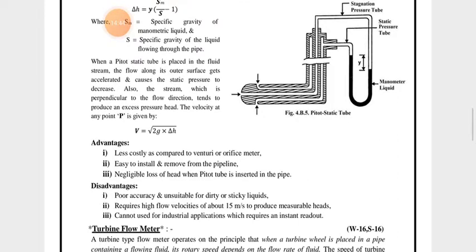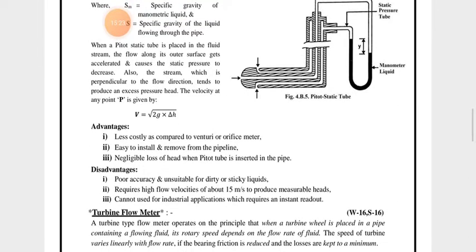Advantages of the pitot static tube: less costly as compared to venturi or orifice meter, easy to install and remove from the pipeline, negligible loss of head when the pitot tube is inserted in the pipe. Disadvantages: poor accuracy, unsuitable for dirty or sticky liquid, because in the case of the venturi meter, we can use sticky dirty liquid also for flow measurement.